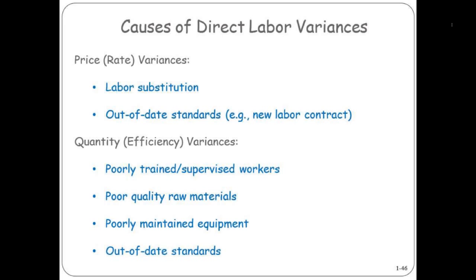The efficiency rate, on the other side of it, is the quantity variance or the efficiency of your employees. Their training might be substandard. If your raw materials are poor, it could result in inefficient work. If the equipment isn't very good, you might have a lot of downtime of your employees as you're waiting for the equipment to be maintained. And again, out-of-date standards. So there are a variety of reasons for direct labor variances. The key is find the variance and then work with it.